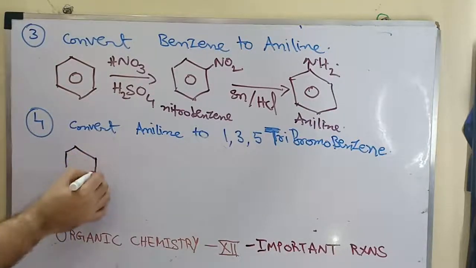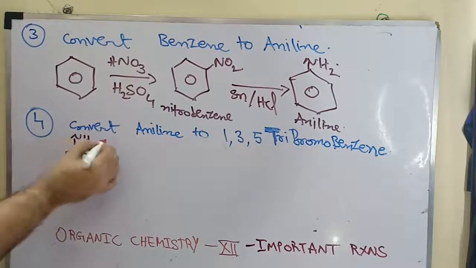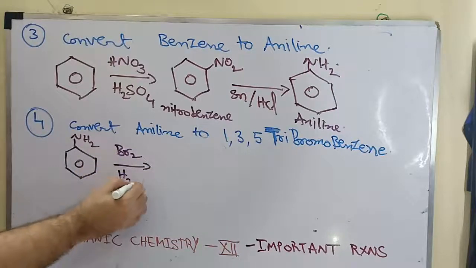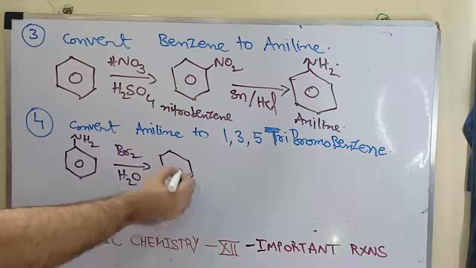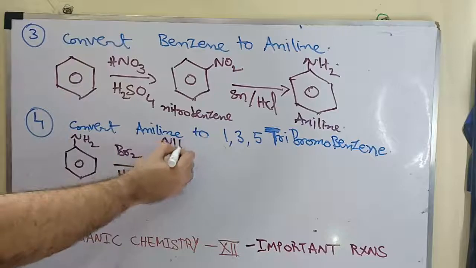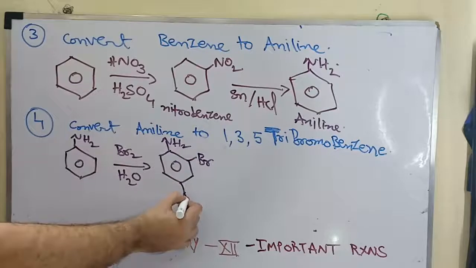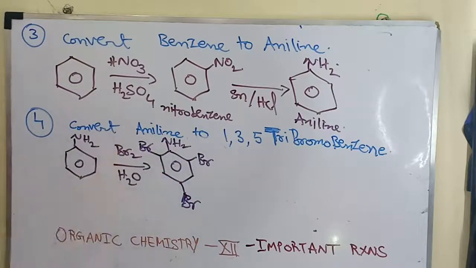The next part of the question will start from aniline, that is the starting point. So we take aniline, and on treatment with bromine water, Br2/H2O, first we get the tribromination done. The NH2 being ortho-para directing, bromine will sit at the ortho and para positions. First of all, that is what is achieved. So tribromination is achieved from this.